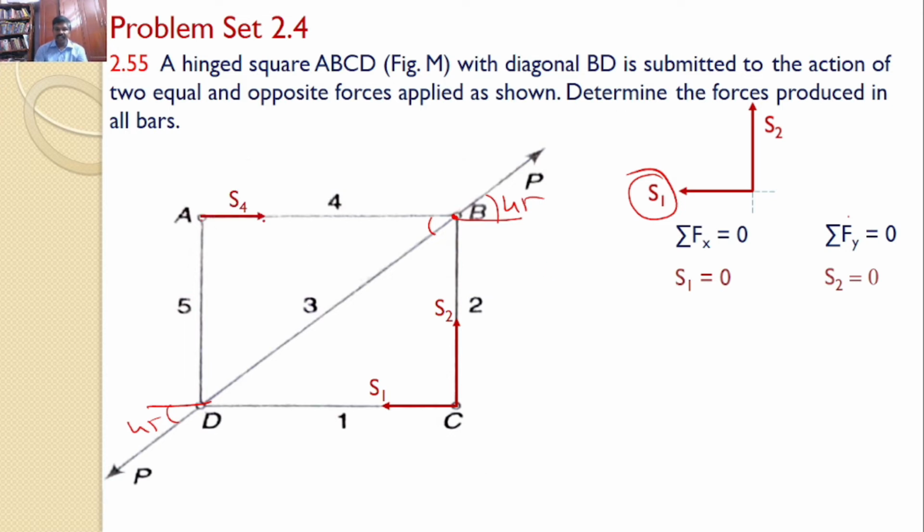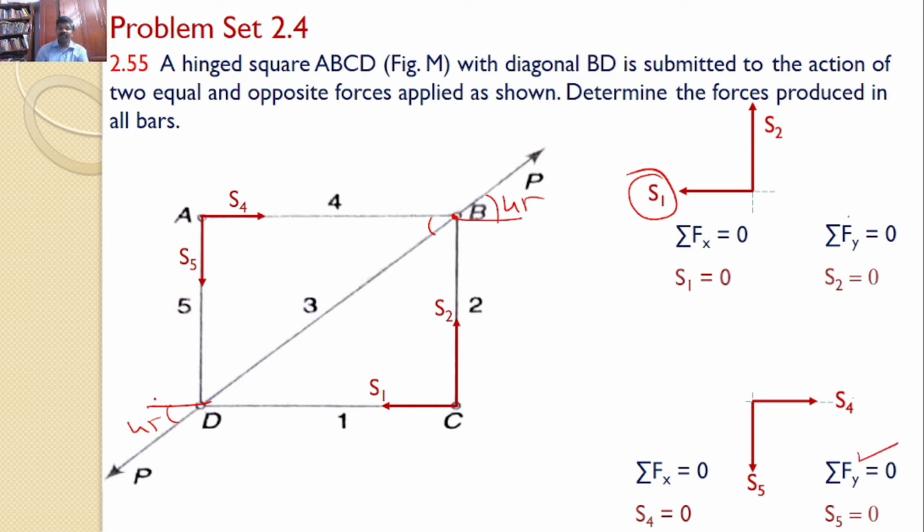Next, let us consider point A. There are two forces, S4 and S5, and one force acts along the x-axis, another force acts along the y-axis. So if you consider sigma Fx equal to 0, you can find S4 is equal to 0, and you can find S5 is also equal to 0 by considering sigma Fy equal to 0, because there is only one force and it must be equal to 0. That means S5 is equal to 0.